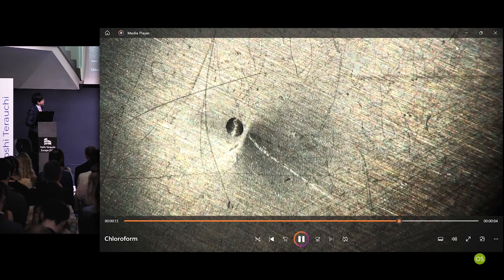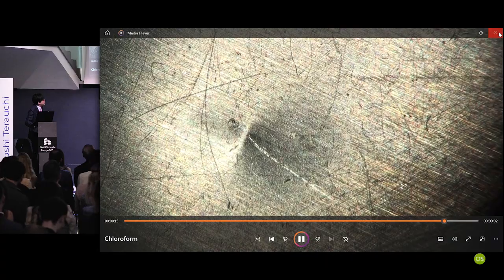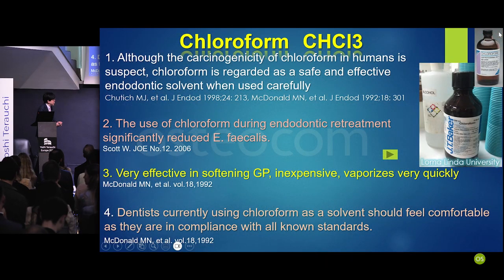So it's okay. I always use it. I never had a problem with chloroform. No post-operative pain, nothing.